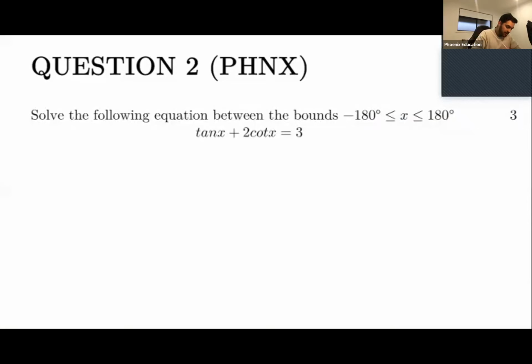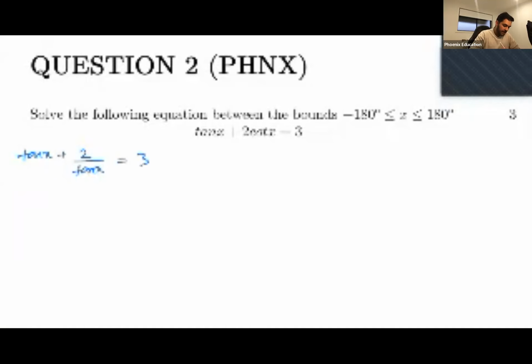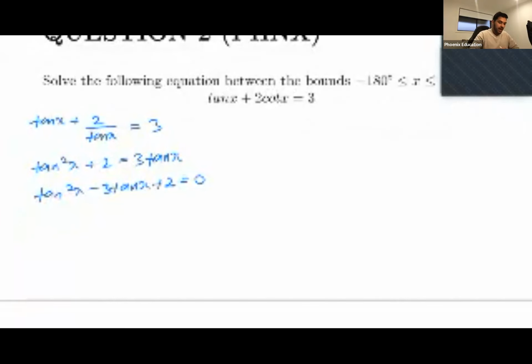Okay, let's have a look at this question. The first thing that I should do is convert the cot x into tan x. And then I'll multiply everything by tan x to get rid of the fraction. And I end up with this, and then I'll pull everything to one side. And now what we have is a quadratic, and I just need to factorize this.